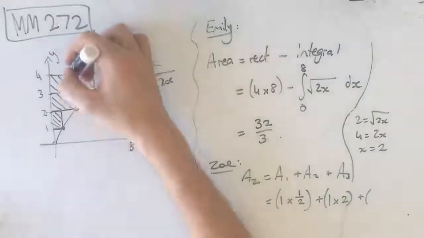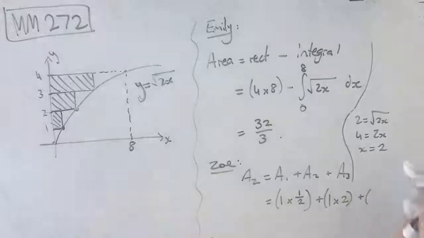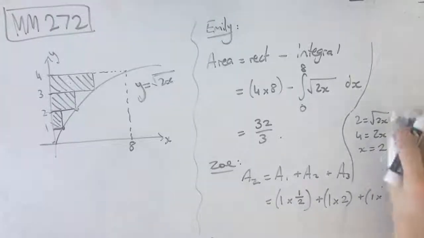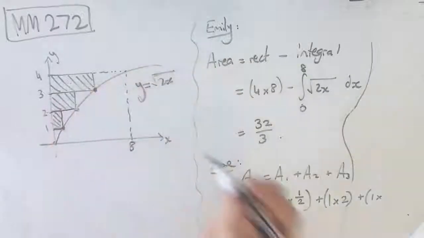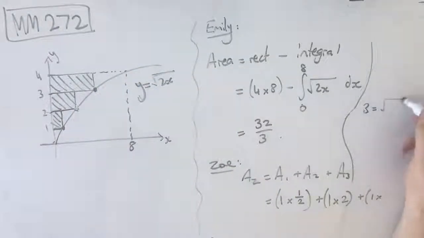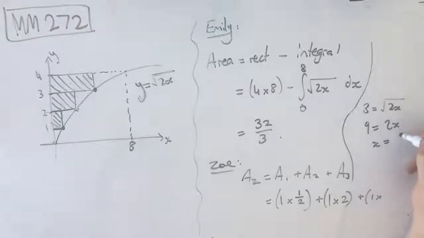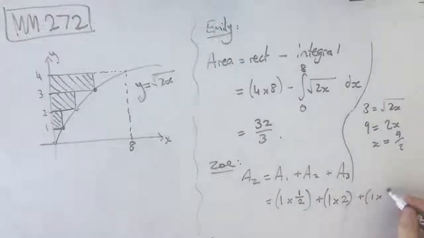And then our third rectangle is this point here. Again, our height is 1, and our width is, again, our x value at y equals 3 on that graph. So 3 equals root 2x, square that, we get 9 equals 2x, x equals 9 on 2. So 9 on 2 comes here, which means we get an area of 7.